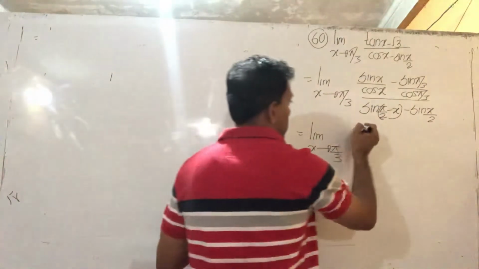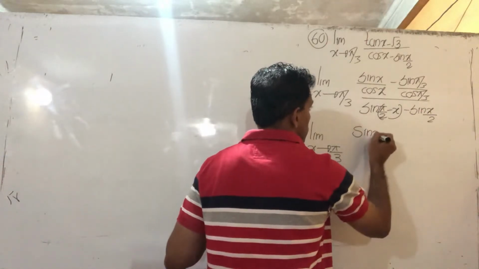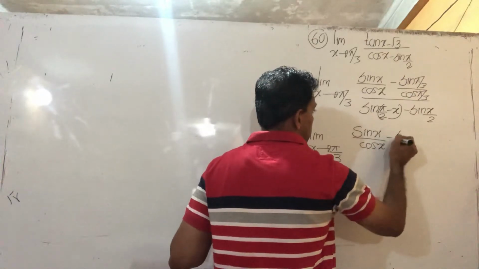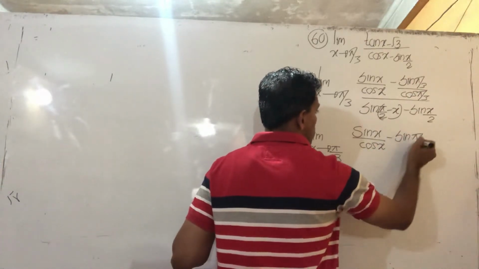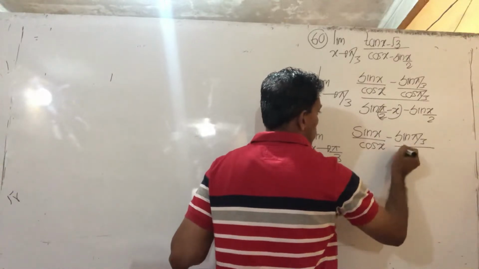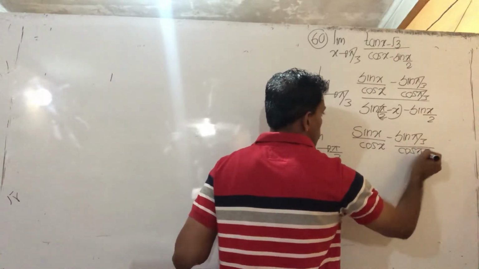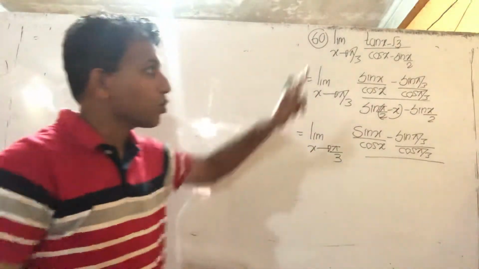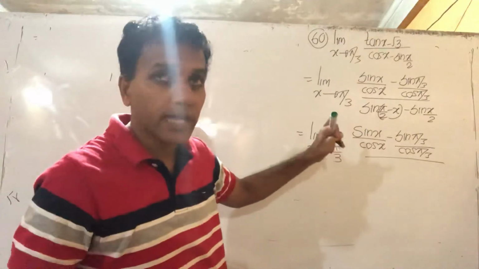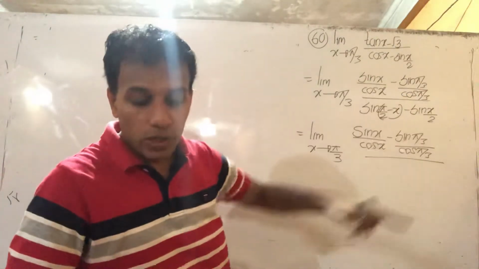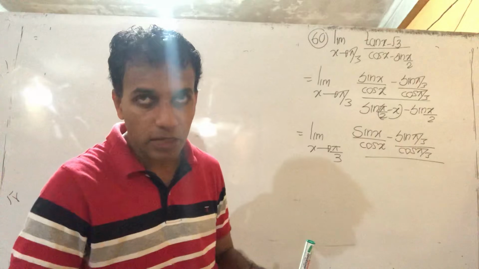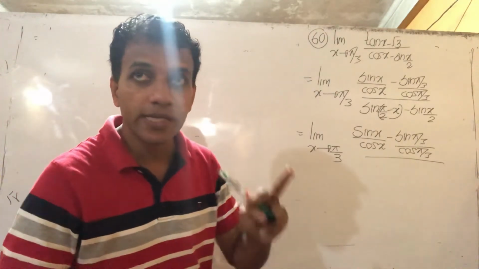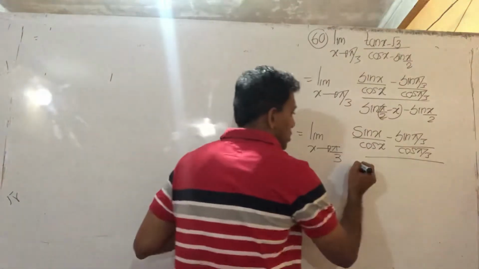I show once again sin x over cos x minus sin pi by 3 over cos pi by 3. What is sine 90 minus x cos x? Okay, so why I show this sine 90? They are also sine. So sine c minus sine d pattern. What is sine c minus sine d? 2 cos.